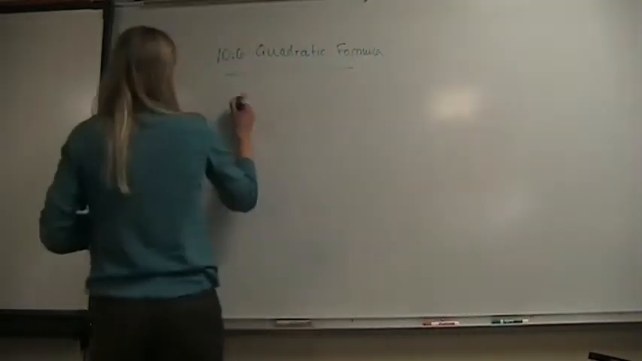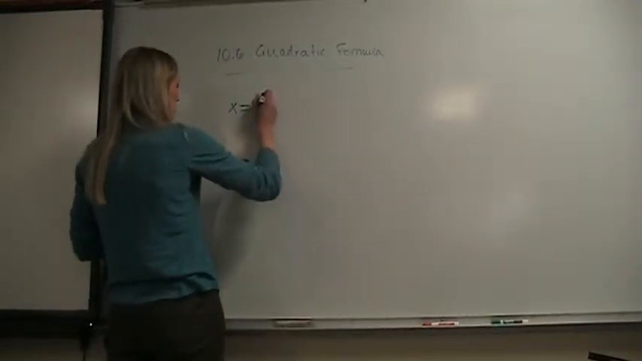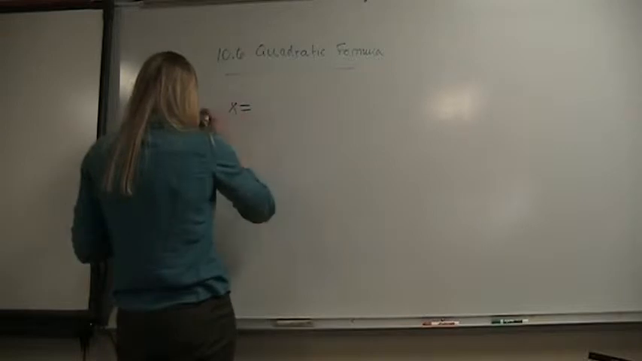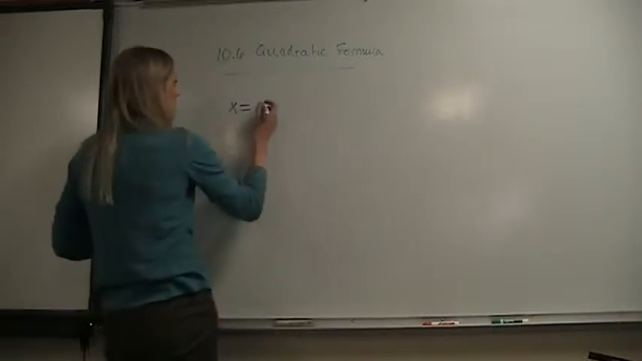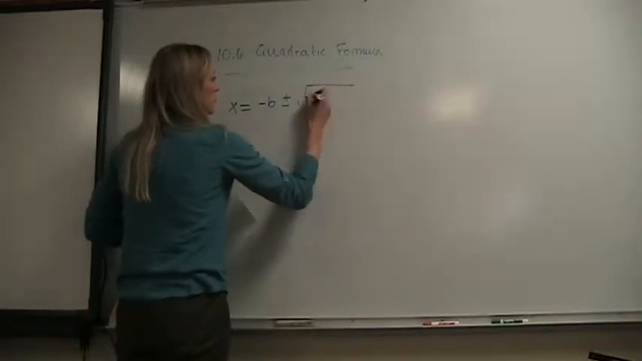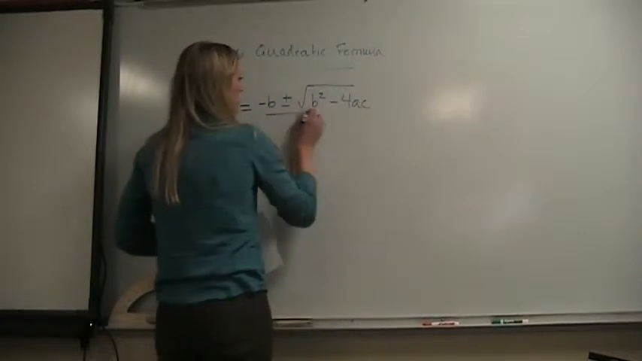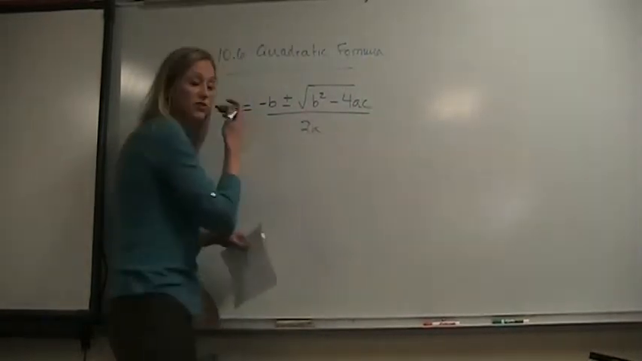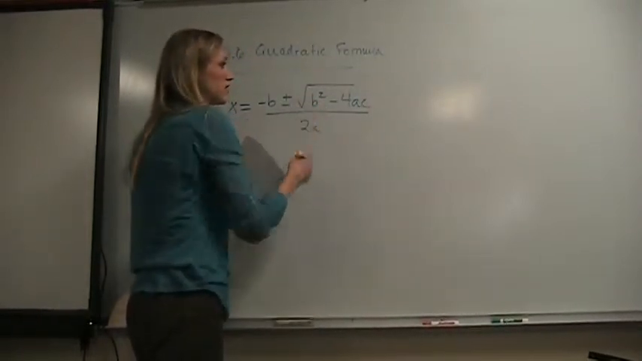The quadratic formula, x equals, and we have negative b, make sure I have this right for you. Yep, negative b plus or minus the square root of b squared minus 4ac all over 2a. Now this looks complicated, but it's really not. All we're going to be doing is inserting values in for these, okay?